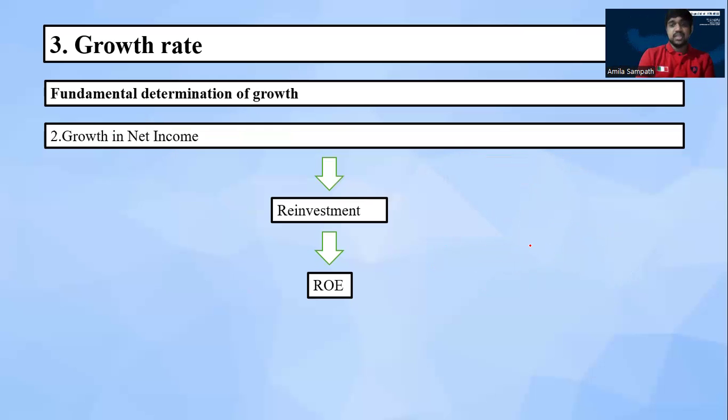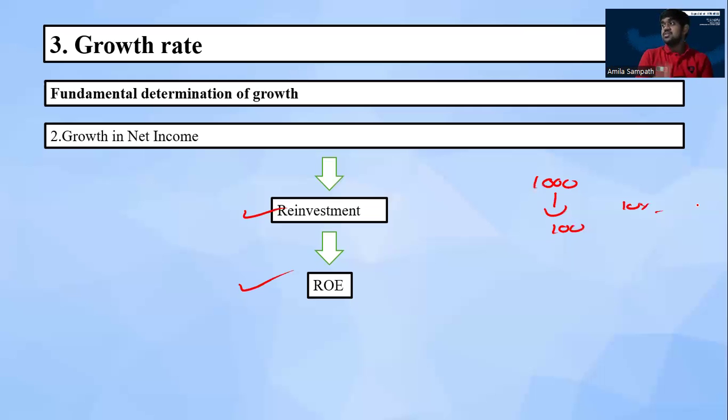growth in earning per share and growth in net income are completely different concepts. Growth in net income depends on the reinvestment and the ROE. Reinvestment means how much we reinvest from our earnings. Let's assume if we earn 1,000 and we reinvest 100 into our business, then we can say our reinvestment ratio is 10%.